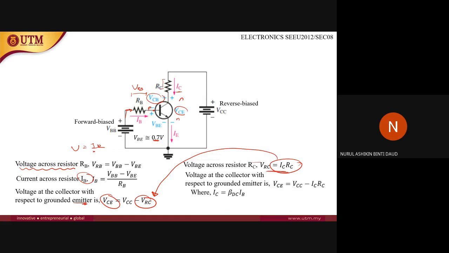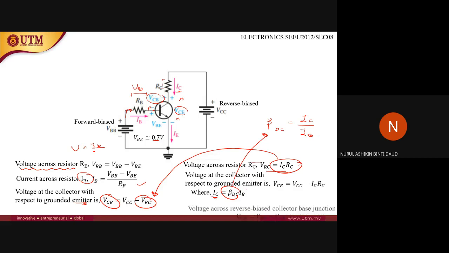Next, IC is beta DC times IB. So this comes from the beta DC formula just now, which is IC over IB. Since you know IB, you have calculated IB just now. So beta DC might be given in the question.